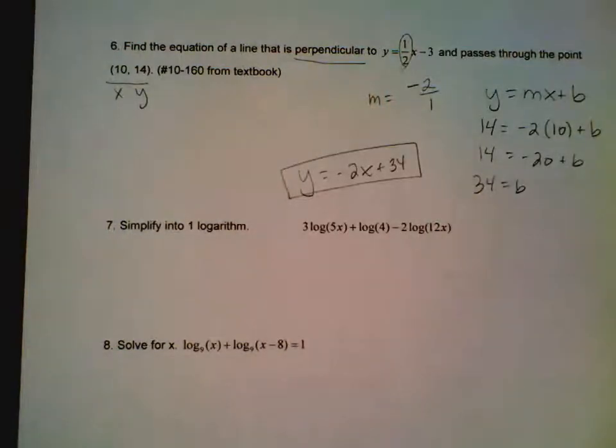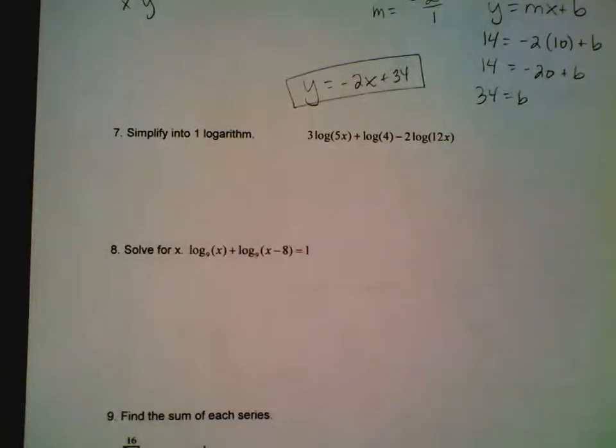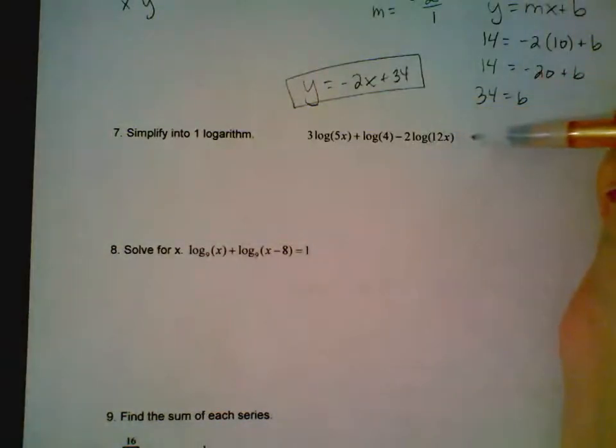Negative 2x plus 34. Okay. Question 7 and 8 is a little review on logs, which was from a little bit of the first semester right at the end and then the beginning of the second semester. So this question 7 says simplify into one logarithm. We need to remember these different properties of logs.